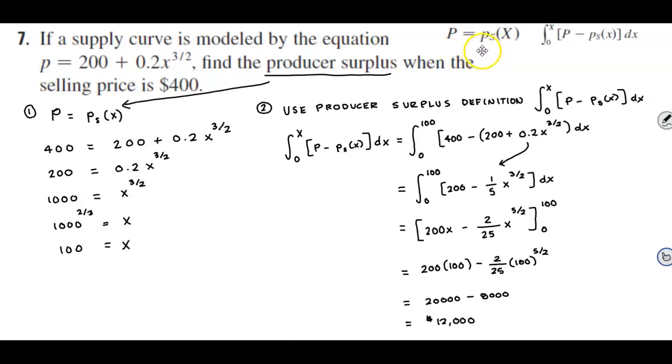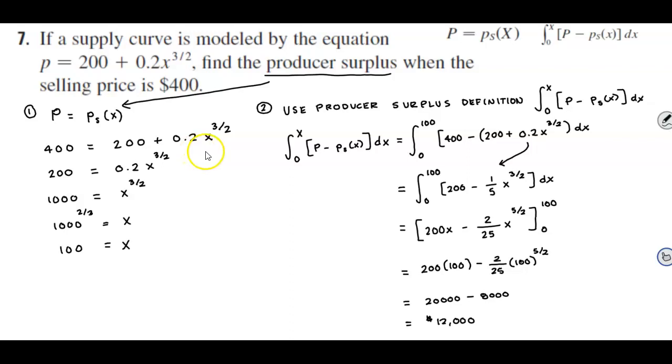P is going to equal lowercase p subscript s of x. And we have the integral that goes from 0 to x, where you have p minus p subscript s of x dx. Now, the selling price is $400, so we know that p is equal to 400. We know that the function is equal to 200 plus 0.2x to the 3 halves.